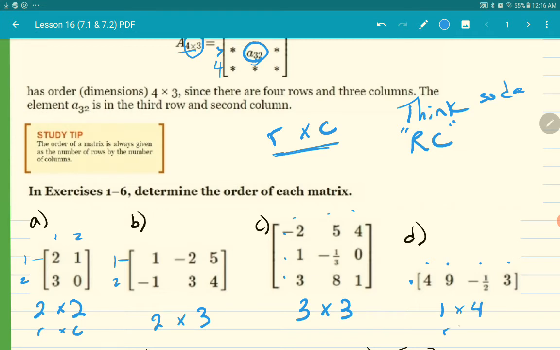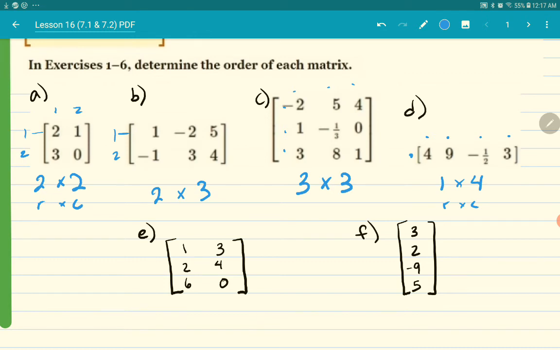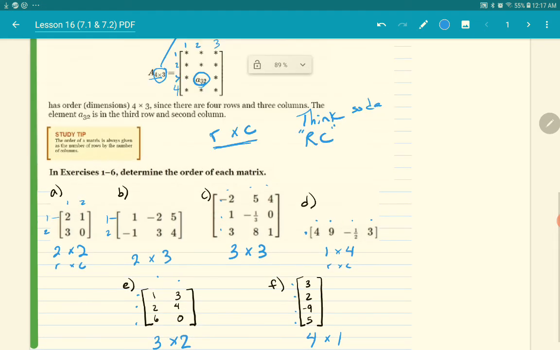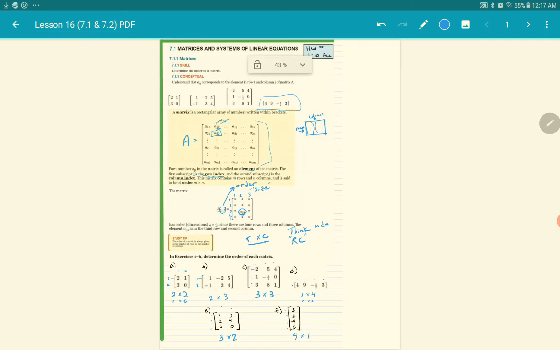So always count rows first and columns second. B is a 2 by 3 as opposed to E, which is similar, but this one's a 3 by 2 because it has 3 rows and 2 columns. And F is similar to D, except instead of a 1 by 4, it's a 4 by 1 because it has 4 rows, and rows come first. And that is how we find the order of a matrix and the definition of a matrix.